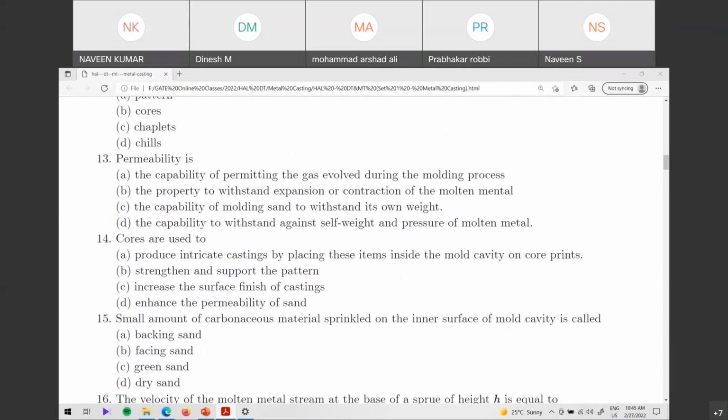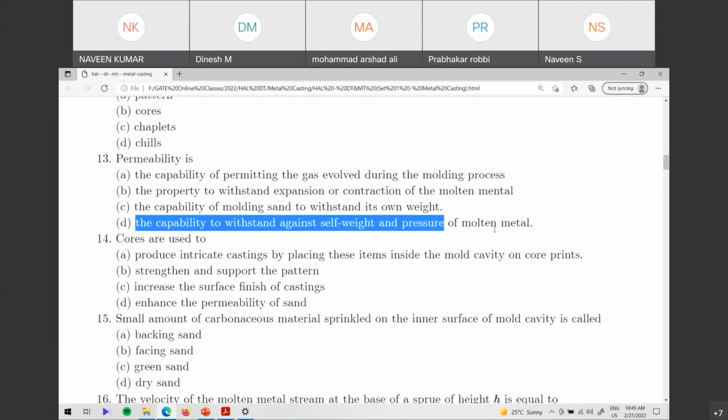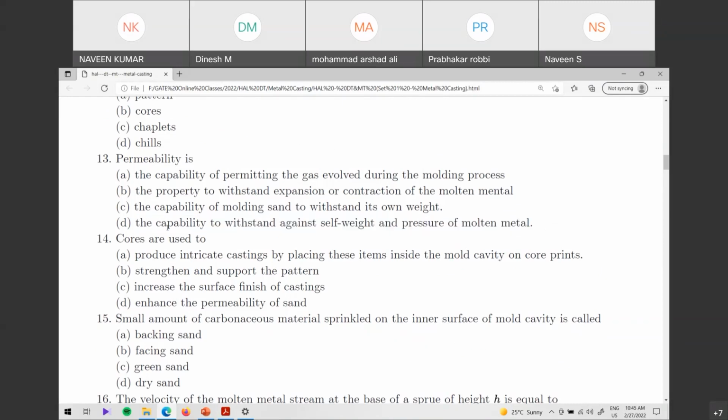Okay, everybody is on A. Okay, very good. 13th is of course A. So let's go from bottom. The capability to withstand the self weight and the pressure of the mold. Who is doing this? The capability of self weight, all these things, molding sand will take care of it. And the capability of molding sand to withstand its own weight.